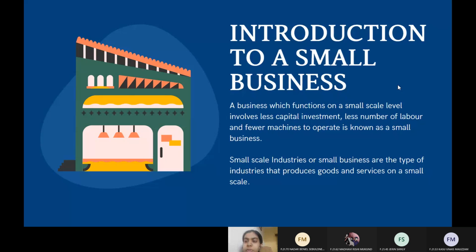Since our topic is about small business, let's go over what a small business is. A business which functions on a small scale, involving less capital investment, fewer laborers, and fewer machines to operate, is known as a small business. Small scale industries or small businesses are the type of industries that produce goods and services on a small scale level.